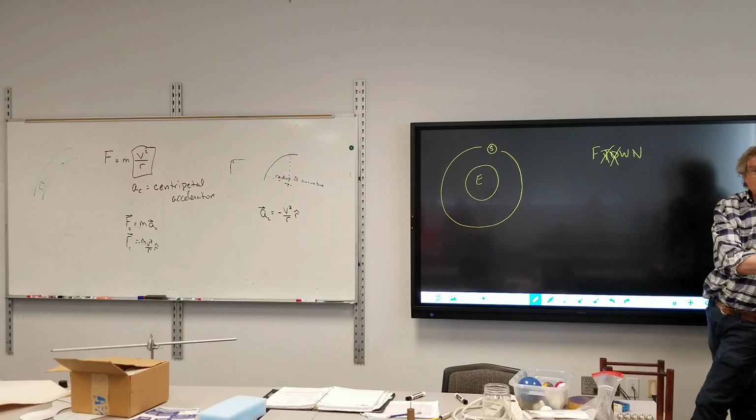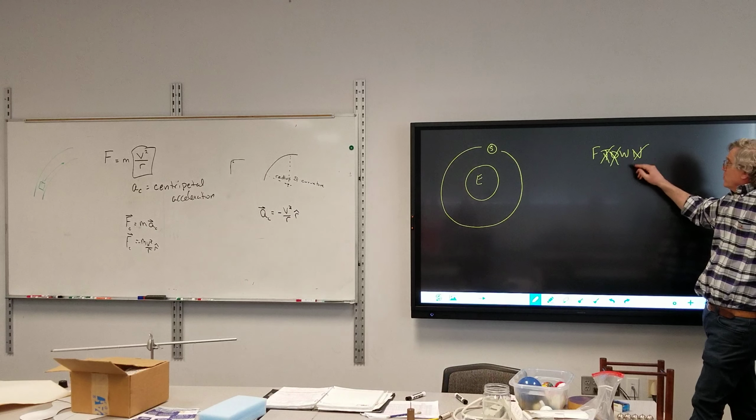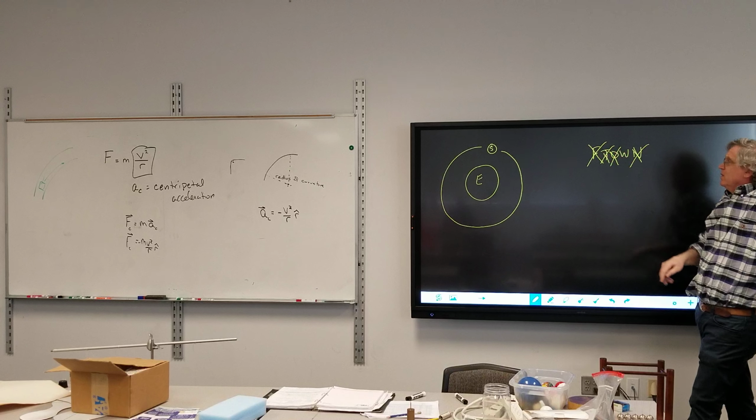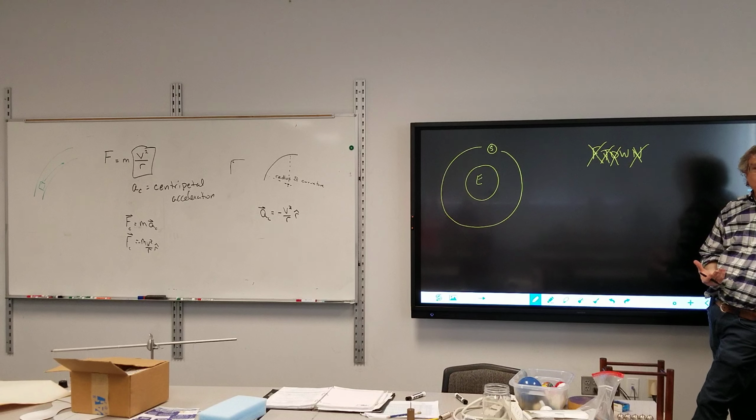Two masses touching. Yeah, it has to touch something. So what is the satellite touching? Nothing. So normal force is gone. Friction also requires touching. So all we're left with is this gravitational force.